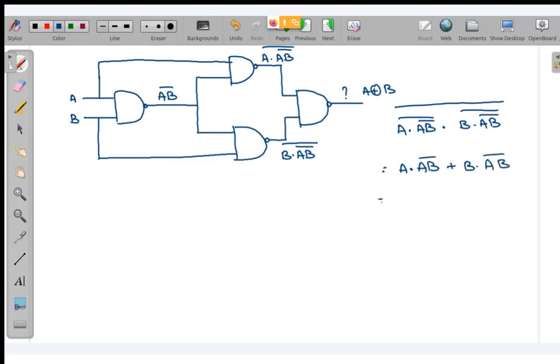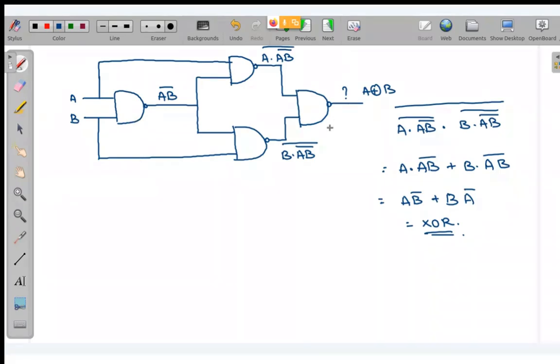So this will be what? This will be A B bar plus B A bar. So that is what is your XOR. Okay, this is XOR. Now here you can see 1 2 3 4, 4 gates are required. 4 NAND gates are required for getting XOR.